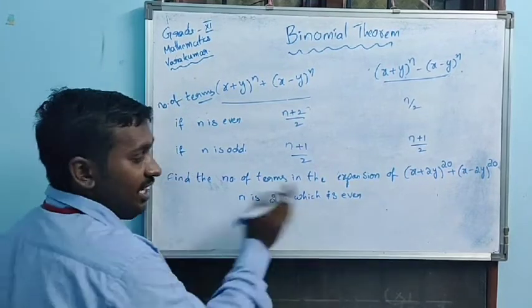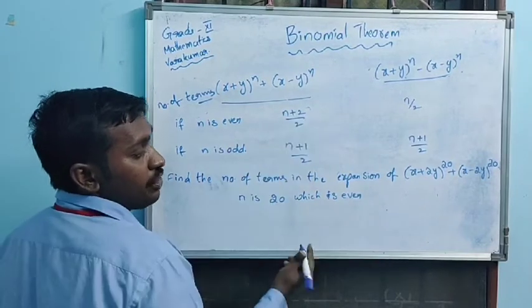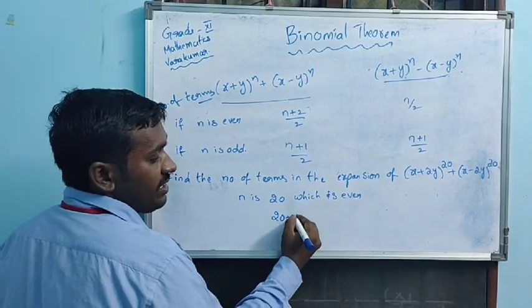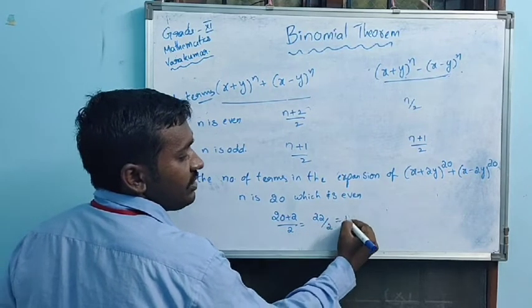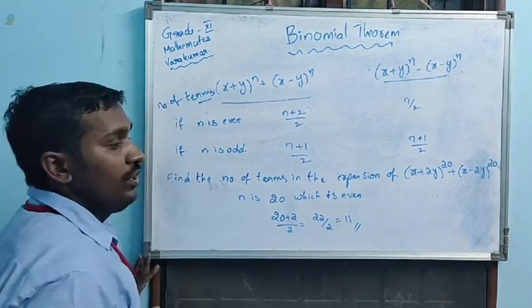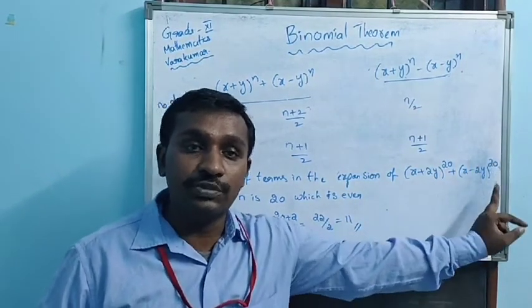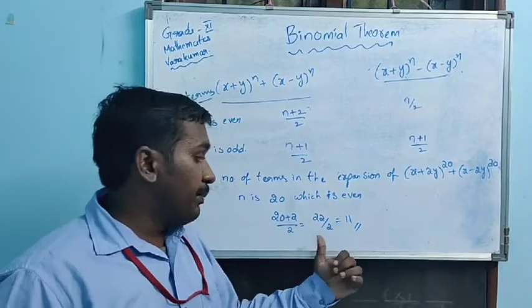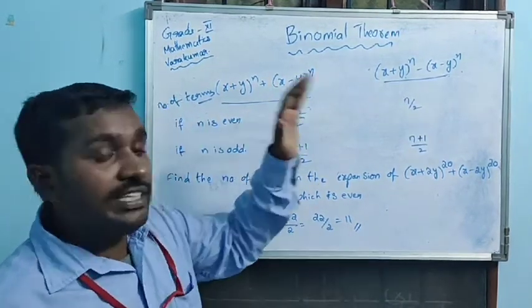So, when it is even, what formula are we supposed to apply? (n plus 2) by 2. So (20 plus 2) by 2, so 22 by 2, which is 11 terms. So when you do the addition, (x plus 2y) whole power 20 plus (x minus 2y) whole power 20, the number of terms will be 11. Okay, now we have seen the number of terms.